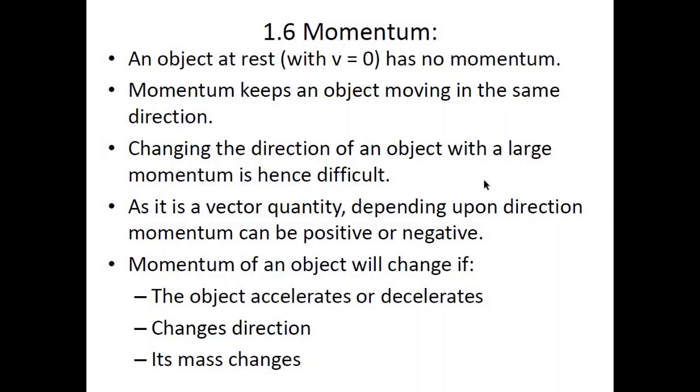Or in simple terms, changing the direction of an object with a larger momentum is very difficult. It is a vector quantity, hence it depends upon the direction, and as per the direction, momentum can be positive or negative. Momentum of an object will change if the object accelerates or decelerates, meaning if there is a change in the rate of its velocity, or if its direction changes, or if its mass changes. Objects with greater mass will have greater momentum, and objects with faster speed or acceleration will have greater momentum as well.